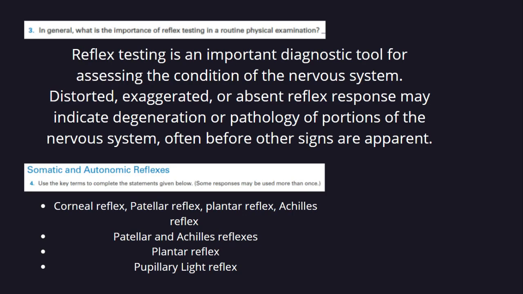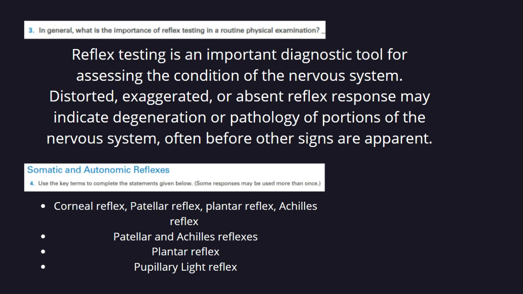In general, what is the importance of reflex testing in a routine physical examination? Reflex testing is an important diagnostic tool for assessing the condition of the nervous system. Distorted, exaggerated, or absent reflex responses may indicate degeneration or pathology of portions of the nervous system, often before other signs are apparent. Somatic and autonomic reflexes.